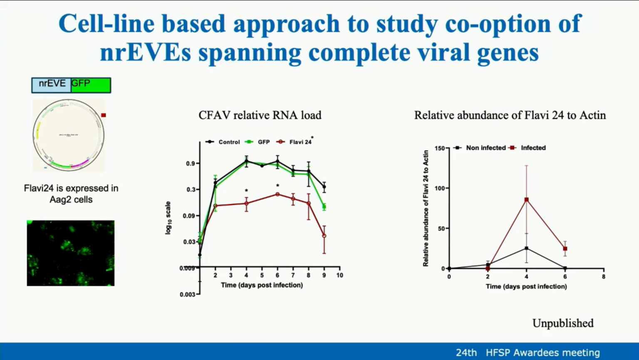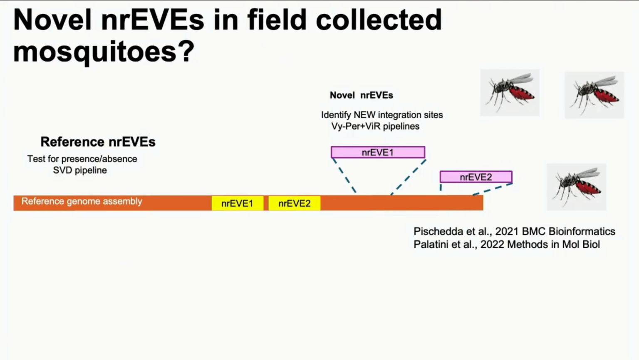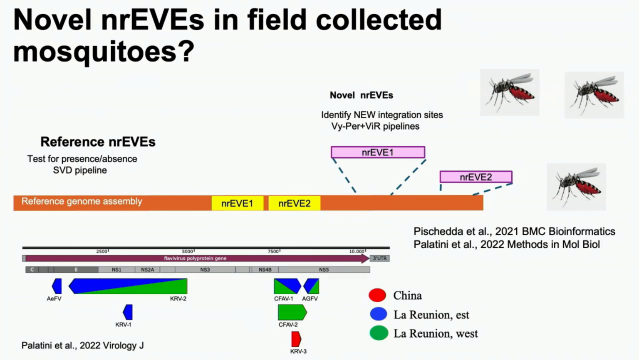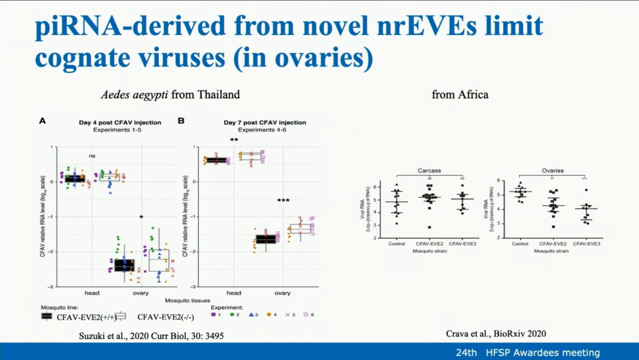For the second approach, for the second question, we had to develop bioinformatic tools to identify these novel viral integrations, which you can think of as large integrations. And by doing that, yes, we can find that field-collected mosquitoes have novel viral integrations, and us and also a group at the Institut Pasteur demonstrated that the presence of these novel viral integrations actually causes a reduction of cognate viral infection, but a reduction, not a clearance of viral infection, okay? And in a tissue-specific manner, not throughout the mosquito body, only in the ovaries.